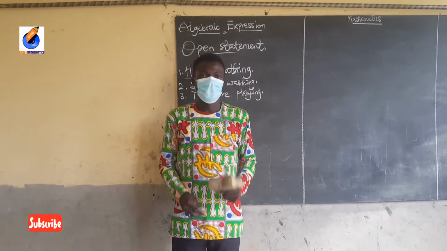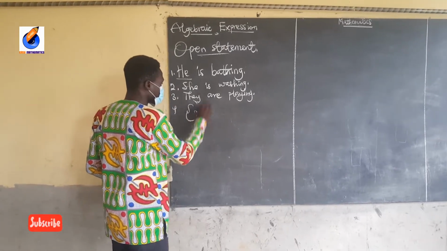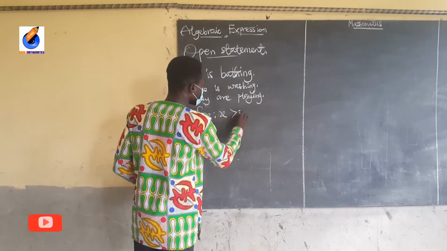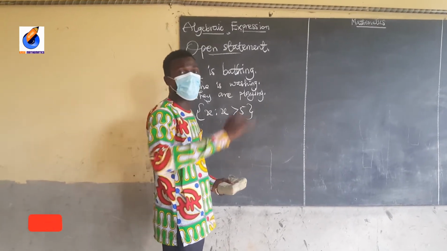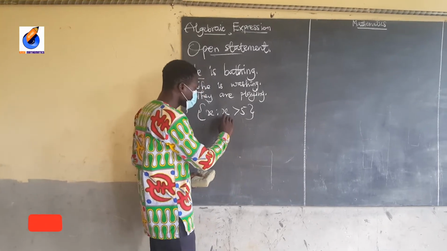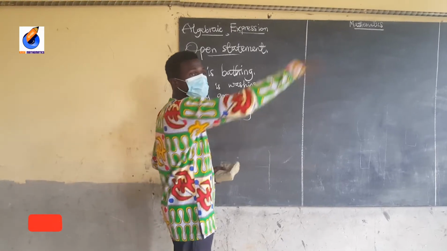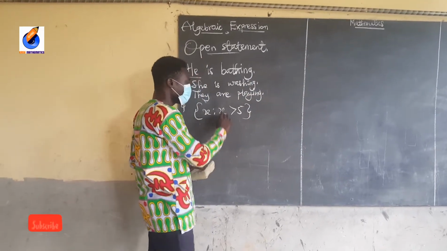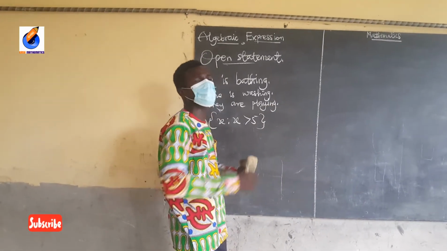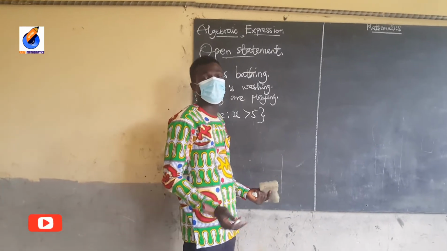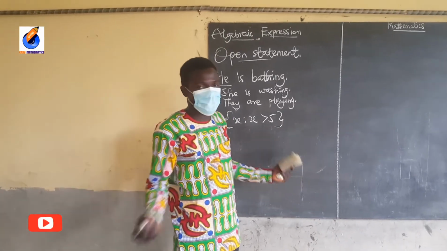Also, if we have a set like, let's say, x is such that x is greater than 5, this set becomes an open statement because if I'm to list the members of this set, I'll start from 6. And from 6 going, all the numbers are greater than 5. So I can't write all the numbers that are greater than 5. I'll represent them with an unknown value or 3 dots, and it makes this statement an open statement.